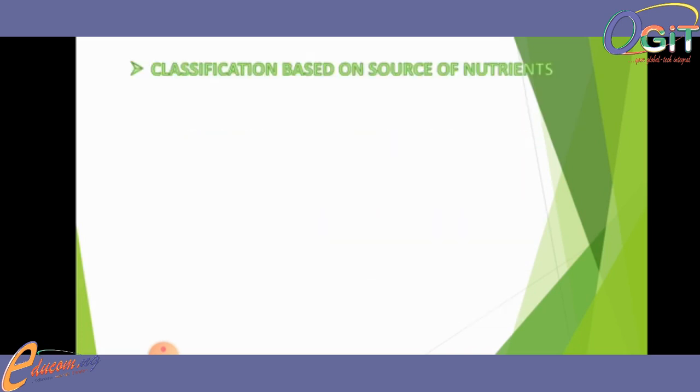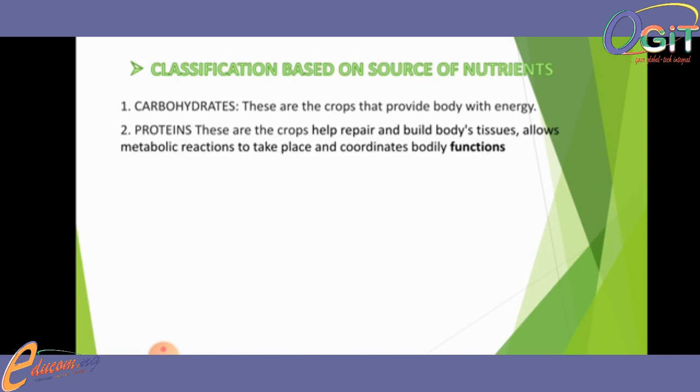Classification based on source of nutrients. We have carbohydrates, which are the crops that provide the body with energy. We have maize, rice, yam. Number 2, proteins, which are the crops that help repair and build the body's tissue, allow metabolic reactions to take place, and coordinate bodily function. We have beans as an example.